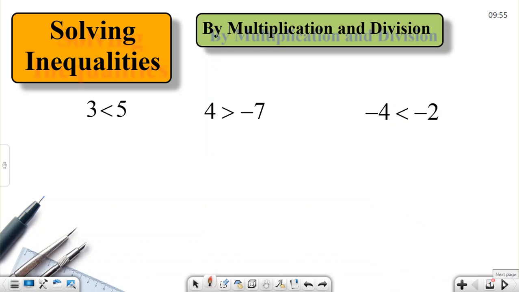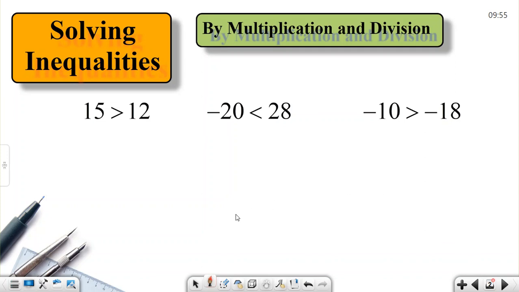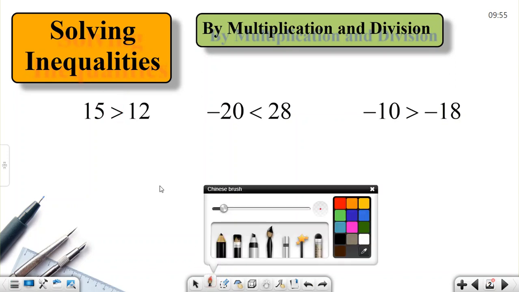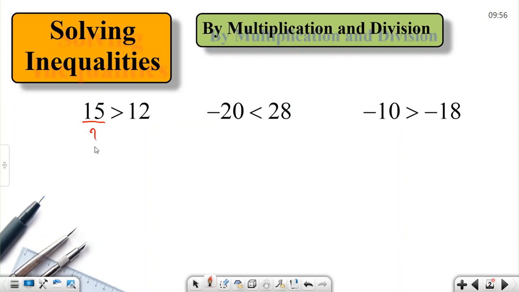Let's continue with new things. These are important to solving inequalities. As you see, when we multiply by a negative number, the inequality sign changed. Here 15 is bigger than 12. Let's divide this time. Is it the same with division? Divided by 3, both of them divisible by 3. 15 divided by 3 is 5. 12 divided by 3 is 4. Now 5 is again bigger than 4.